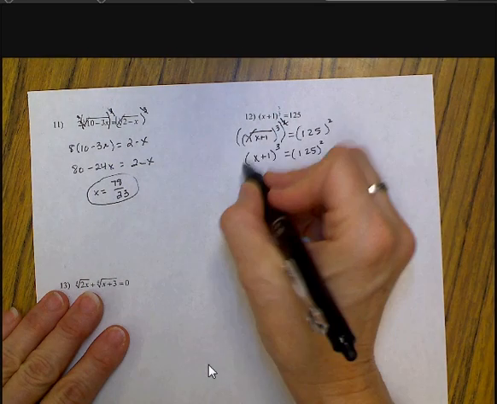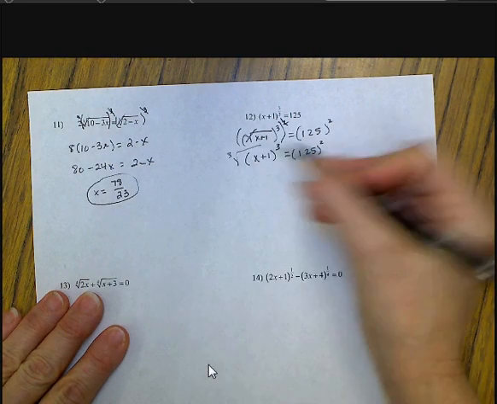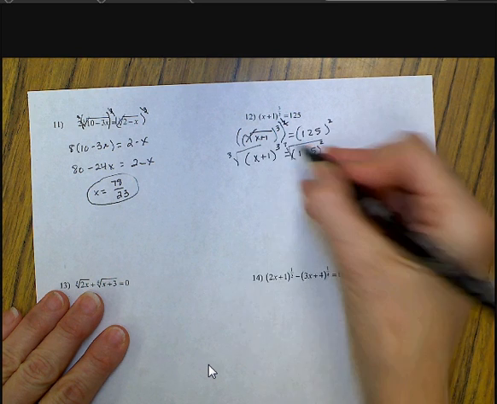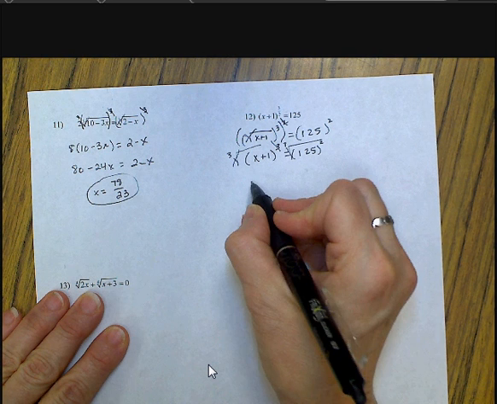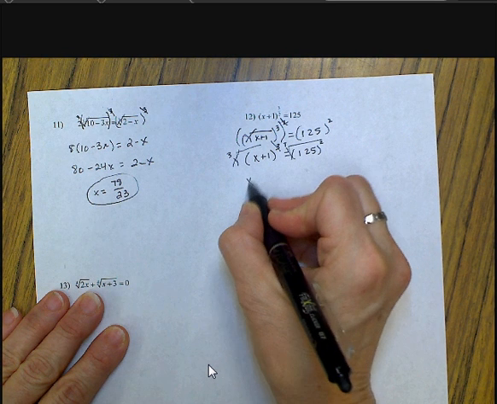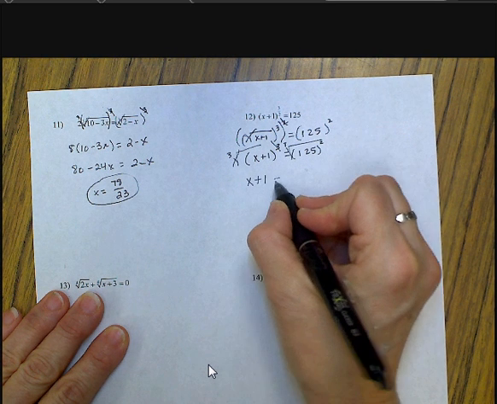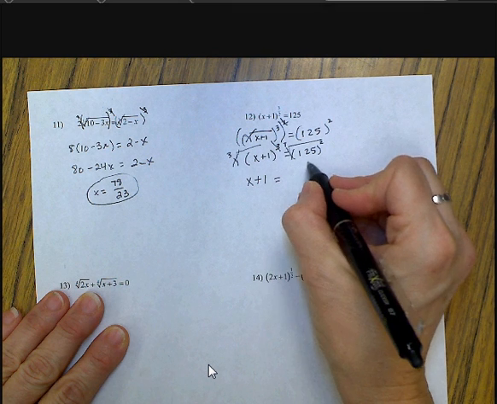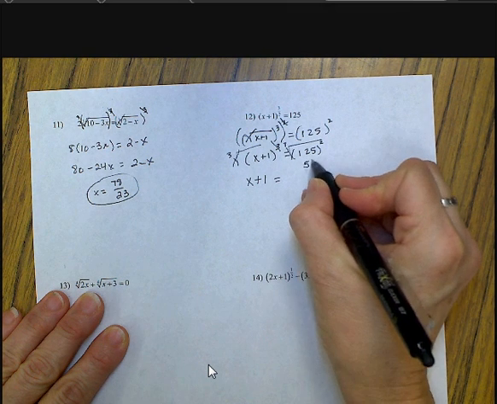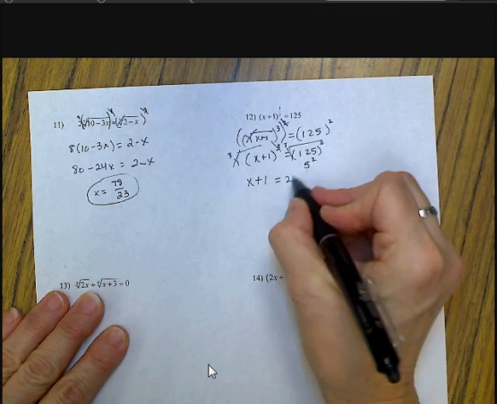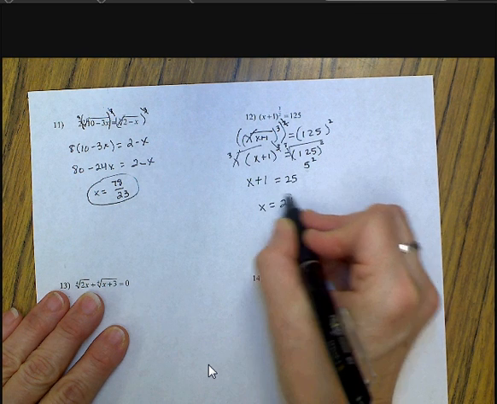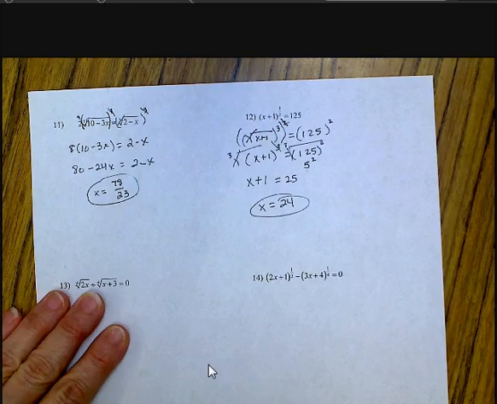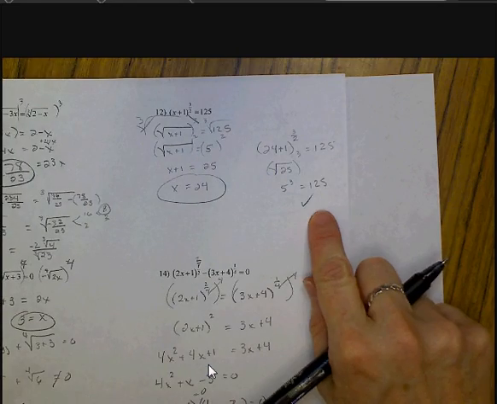To get rid of a cube, you're going to do a cube root on both sides. That will cancel, and since it's cubed, we don't have to worry about absolute value. We just get x plus 1. The cube root of 125 is 5, and we're going to square that. So we get 25. X winds up equaling 24 then. This value does check. You can plug that in, and here's the work to show that.